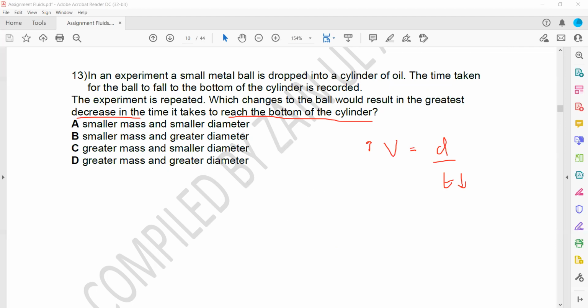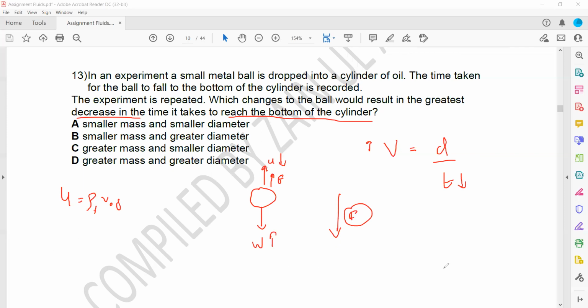When we write the equation for a ball which is falling, the weight is acting downward, upthrust is acting up, and the viscous drag force will also act up. What about the upthrust? Upthrust depends on the density of the fluid, volume of the object, and gravity. So if we want a greater resultant force, we have to decrease the upthrust and we have to increase the weight.